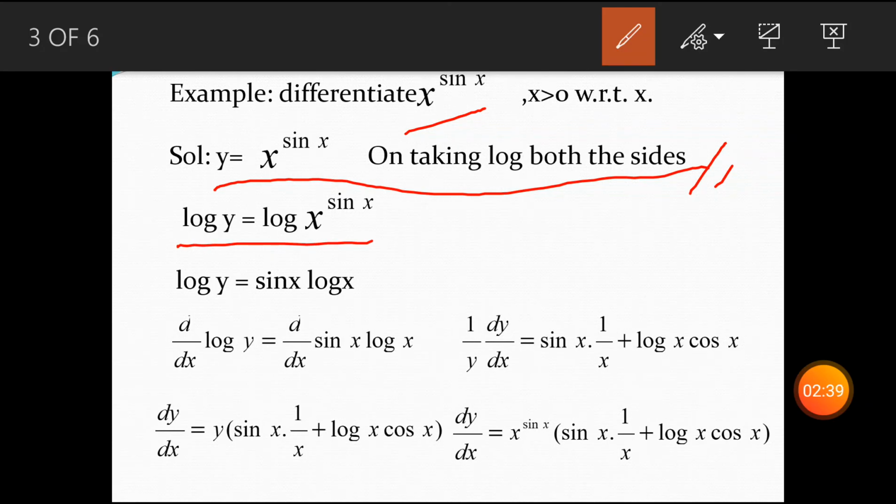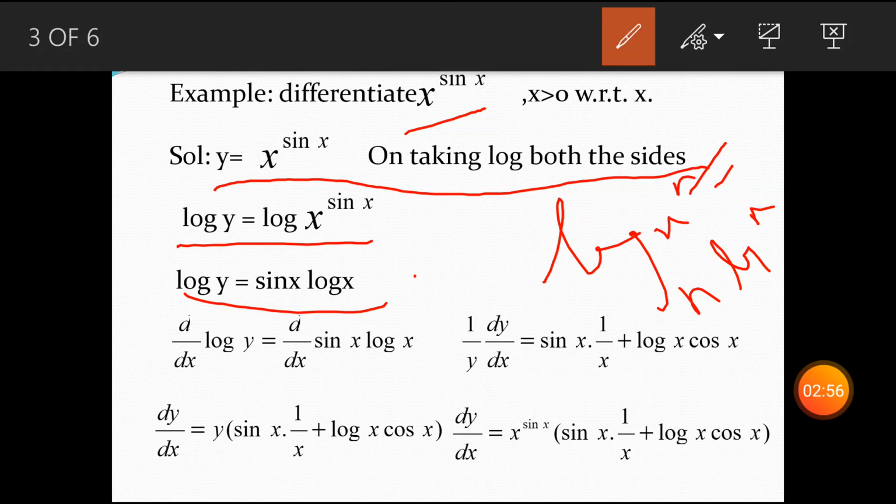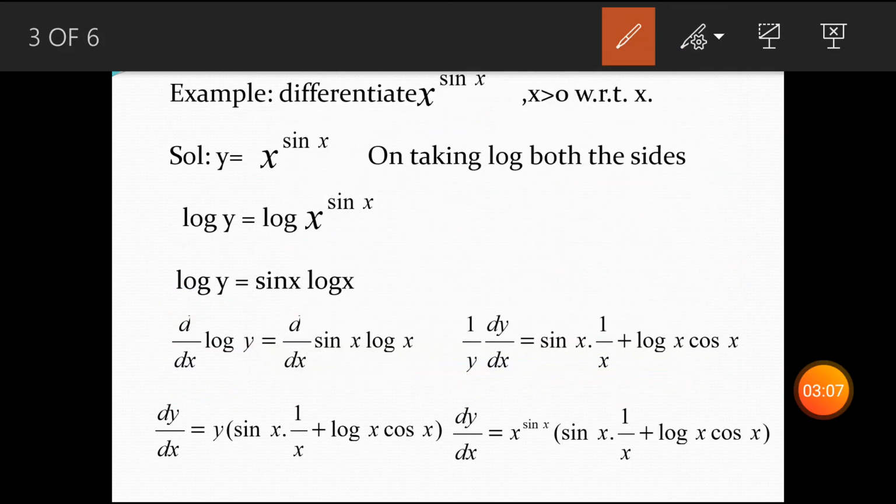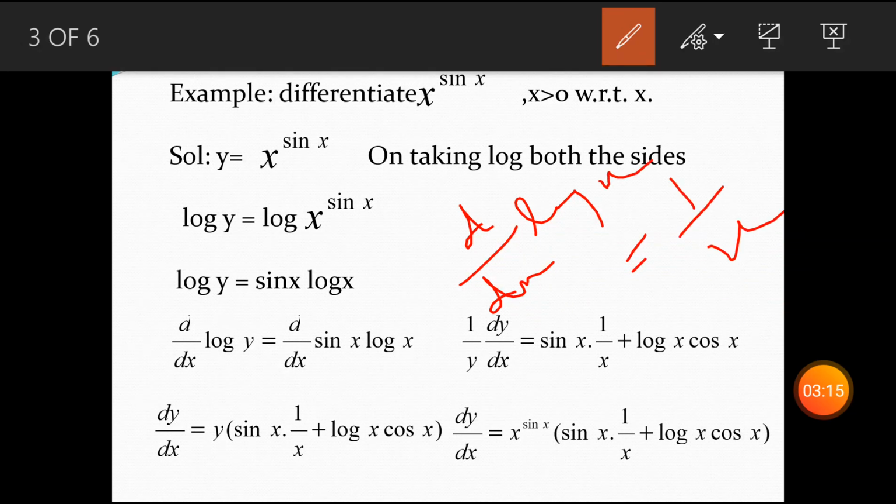Now you know the rule of log. Suppose log of x to the power n, then what is the meaning of it? n log x. So we can write sin x, that is the power, that will come in front, and then log x. Now you start differentiating with respect to x. So this will become d over dx of log y, and this is d over dx of sin x into log x. Now this side, as you know, d over dx of log x is 1 upon x. So d over dx of log y will be 1 upon y.